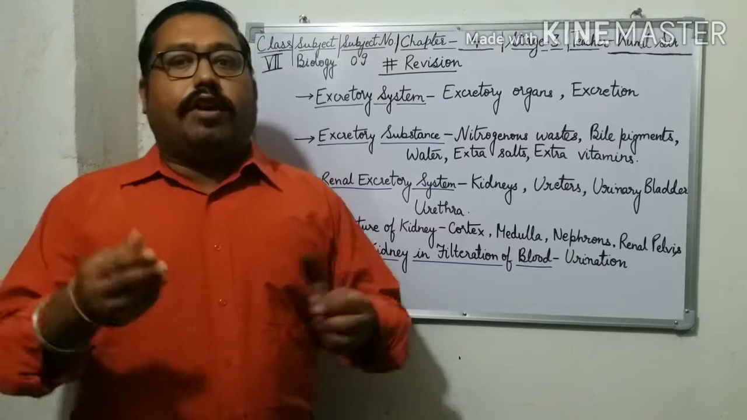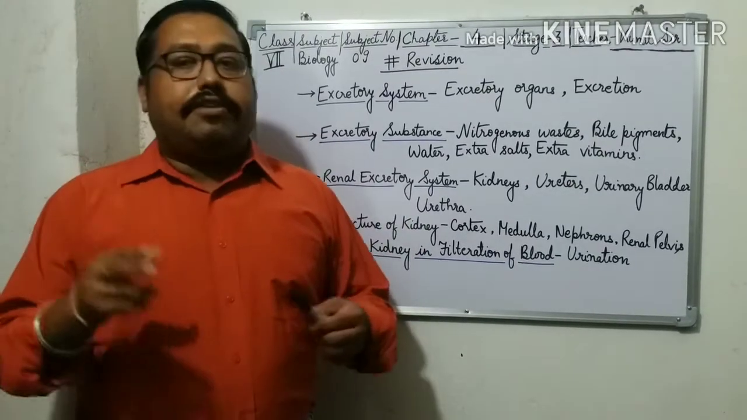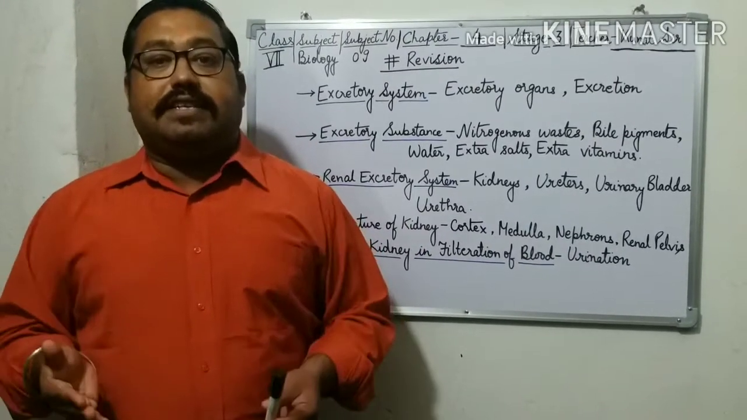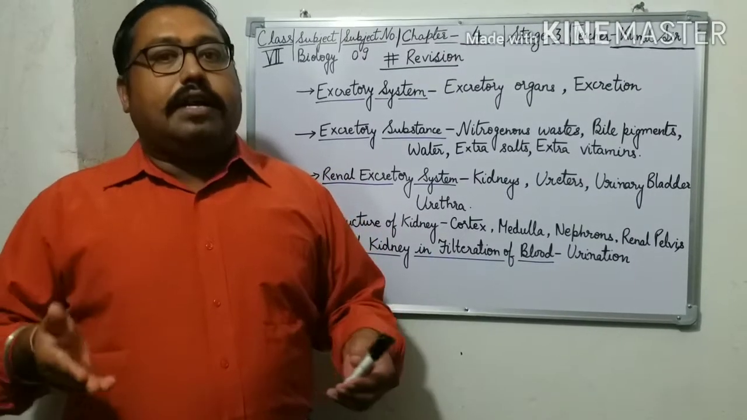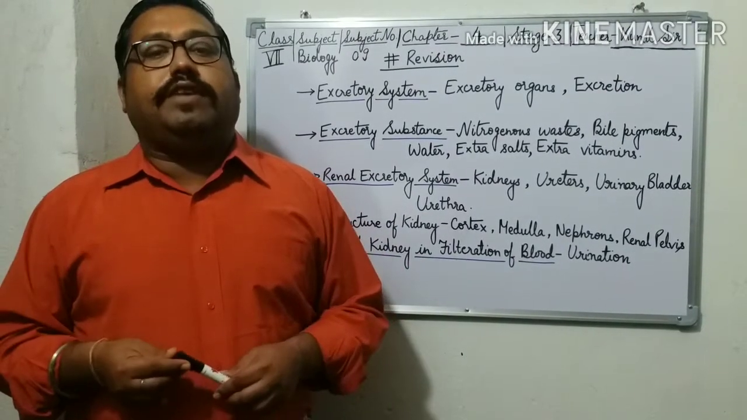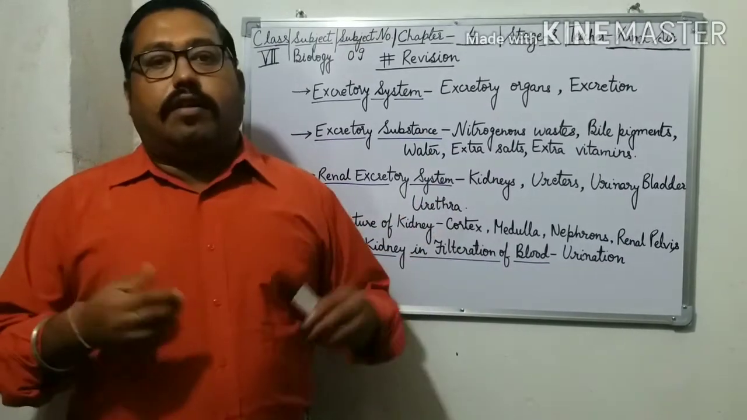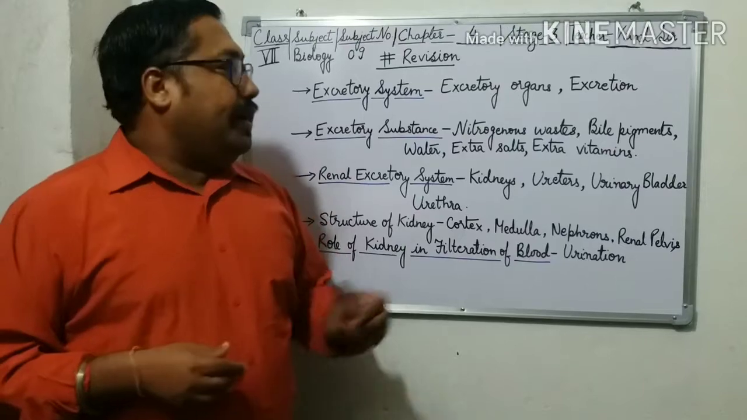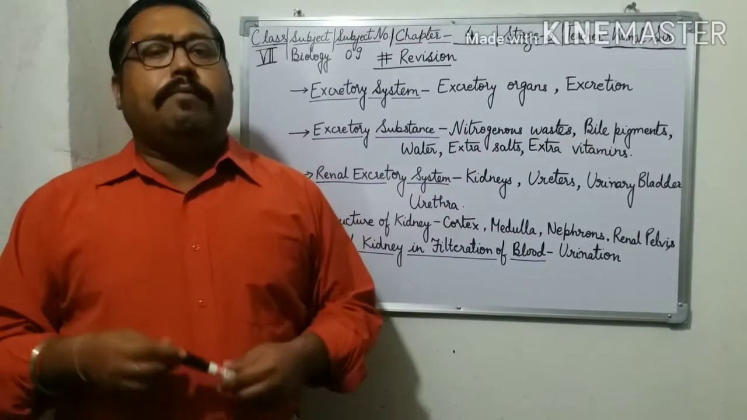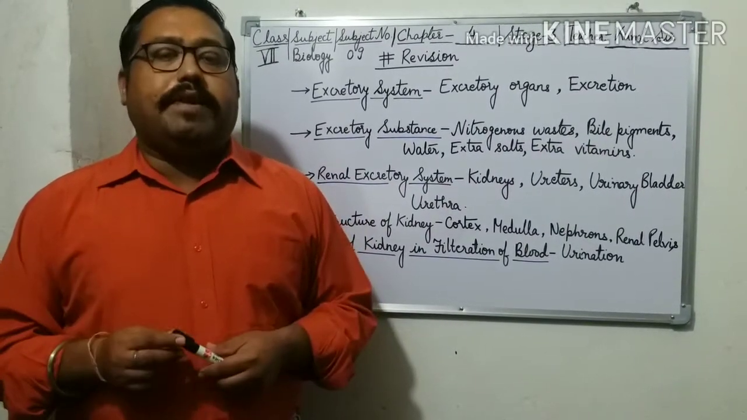Nitrogenous waste. What happens with nitrogenous waste? Nitrogenous waste like urea, uric acid, ammonia is produced because of the breakdown of amino acids. It is released from the kidney. Bile pigments. How are bile pigments formed?